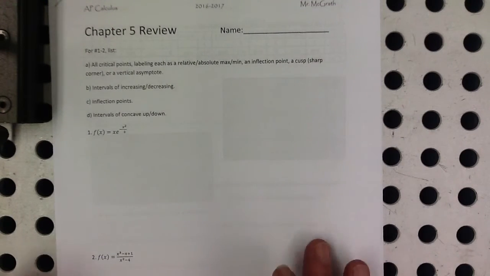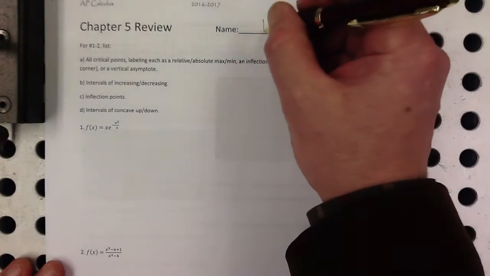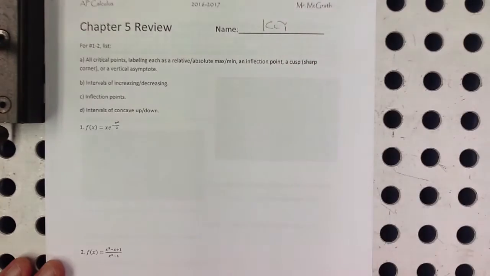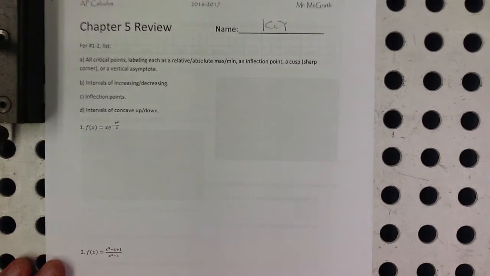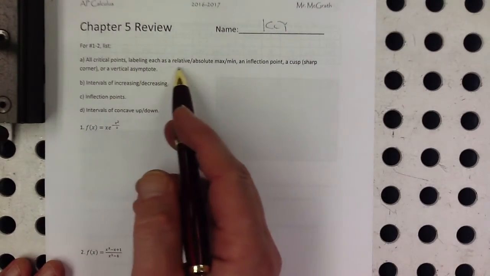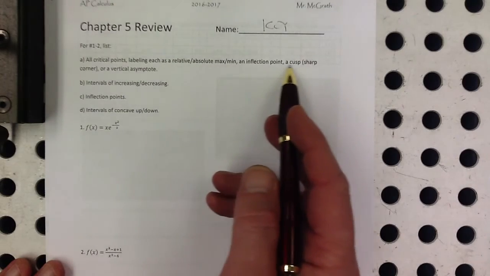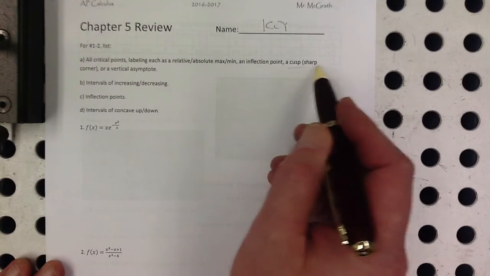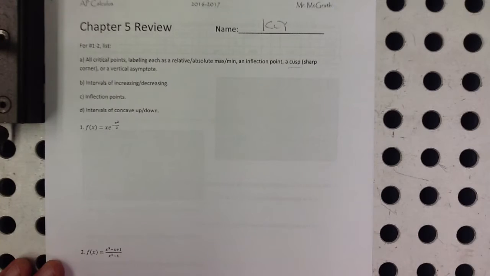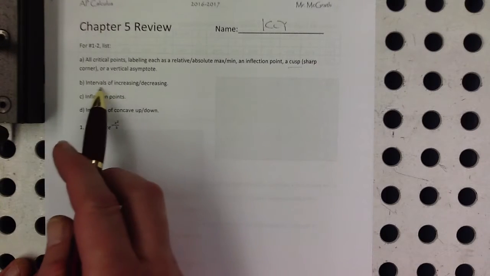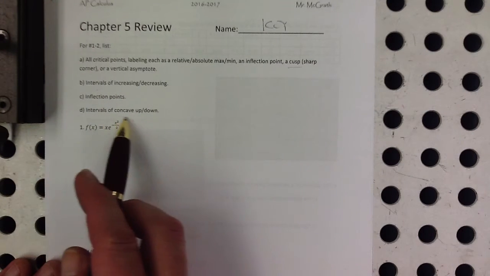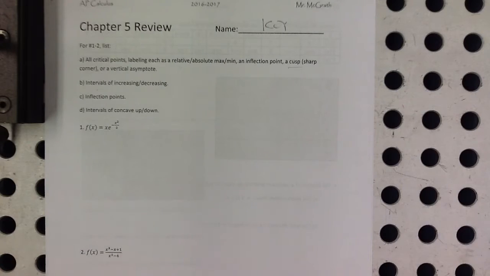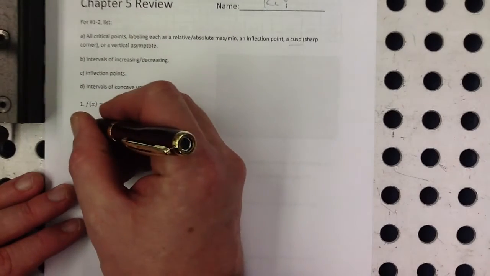Alright, here are the solutions for your Chapter 5 review. Let's see, so here we want to find all critical points, maximums, minimums, inflection points, a cusp or a sharp corner, vertical asymptotes, all that stuff. Intervals of increasing, decreasing, inflection points, and intervals of concave up and down. Alright, so the first one, I think we should try to do this without our calculator.